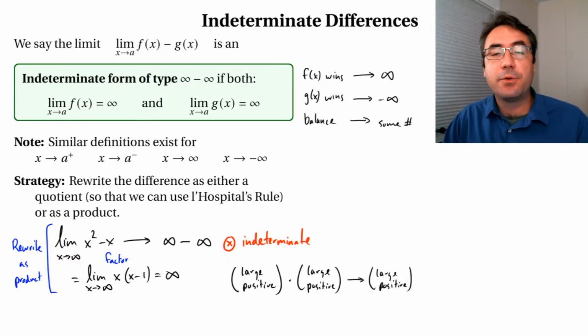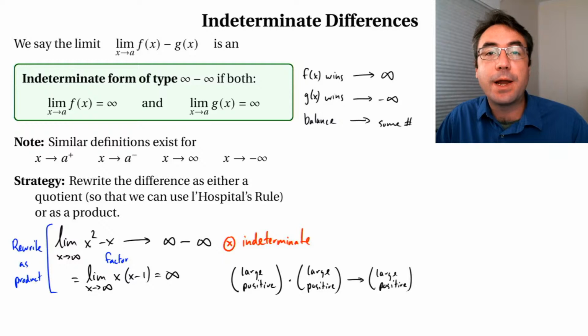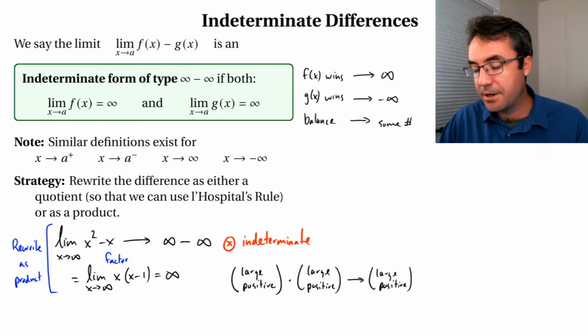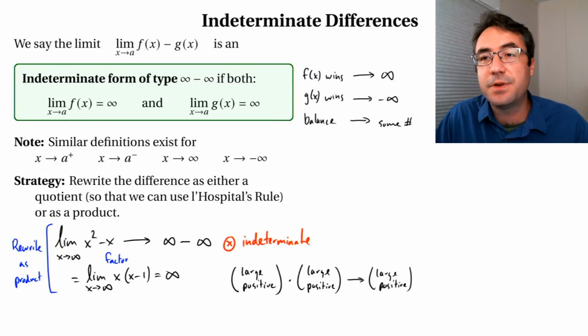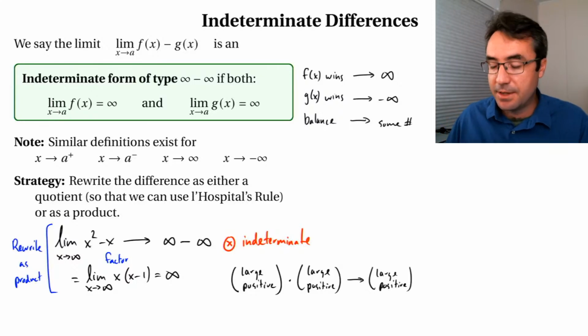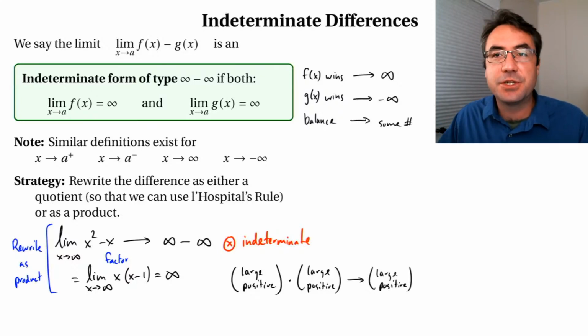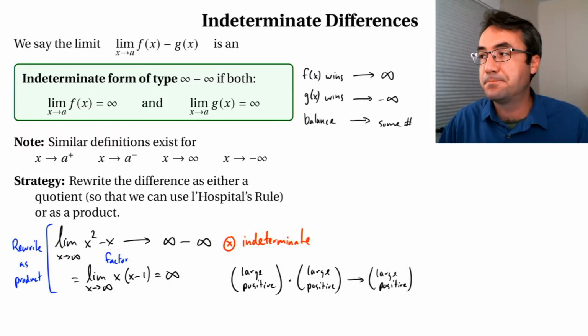We're going to see an example, though, where we try to rewrite it as a quotient. We'll see how to do that in the next example. But just going back to the definition here, there are similar definitions for the left-hand and right-hand limits, and also the limits at infinity, where x goes to infinity and x goes to minus infinity. So there are similar definitions for this indeterminate form.